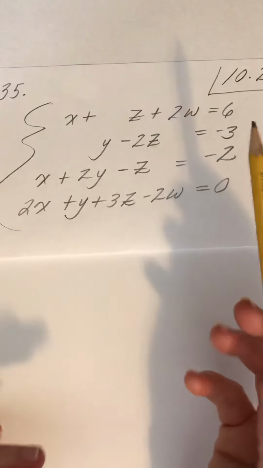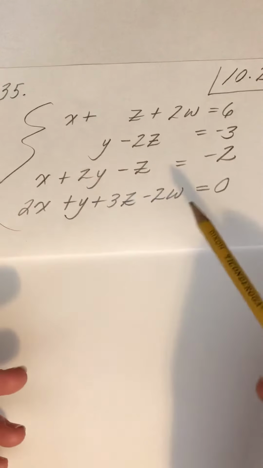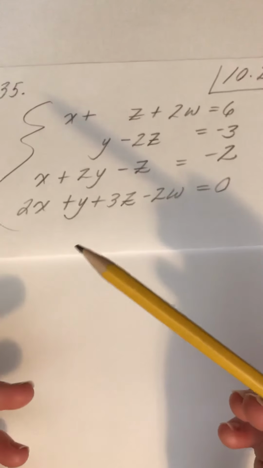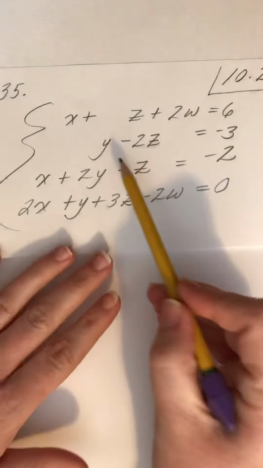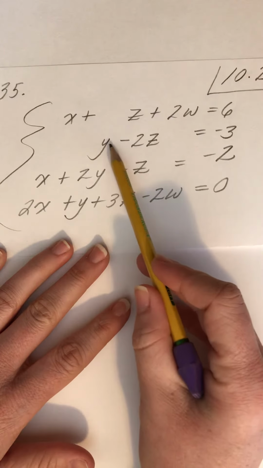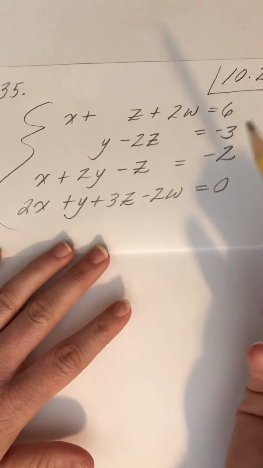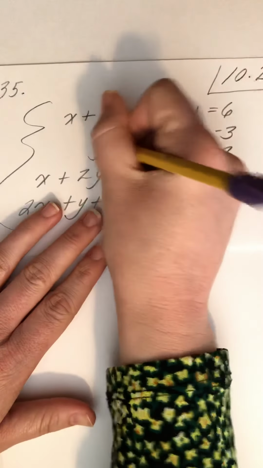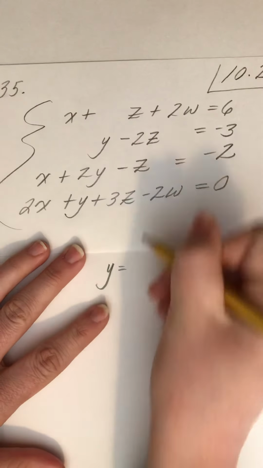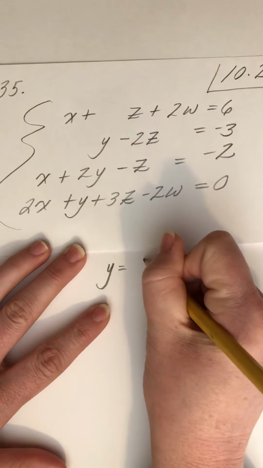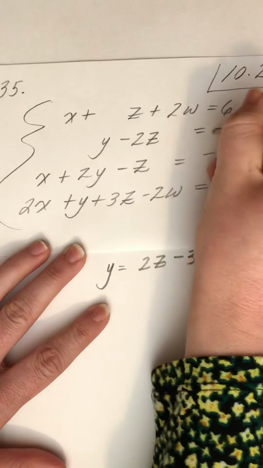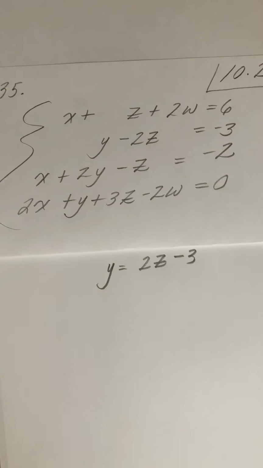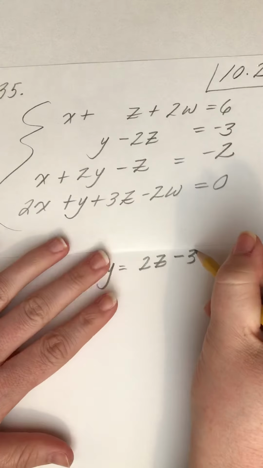So first of all, we have like 4 variables here. We need to figure out how to minimize this so we can actually solve. So the first thing I notice is this equation right here, I could solve for y in terms of z. So if I take this equation, I know that y is equal to, add 2z to this side, that would be 2z minus 3, because I'm adding 2z to this side. So then from there, what you could do is you could go anywhere in any of the equations and plug that in instead of y.